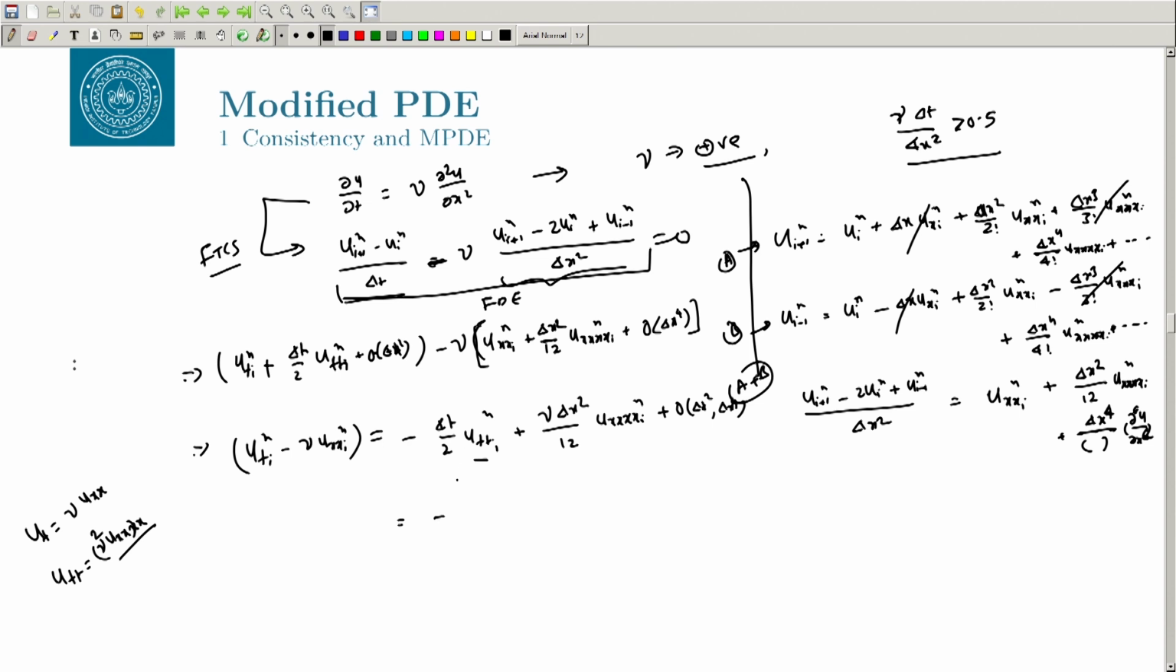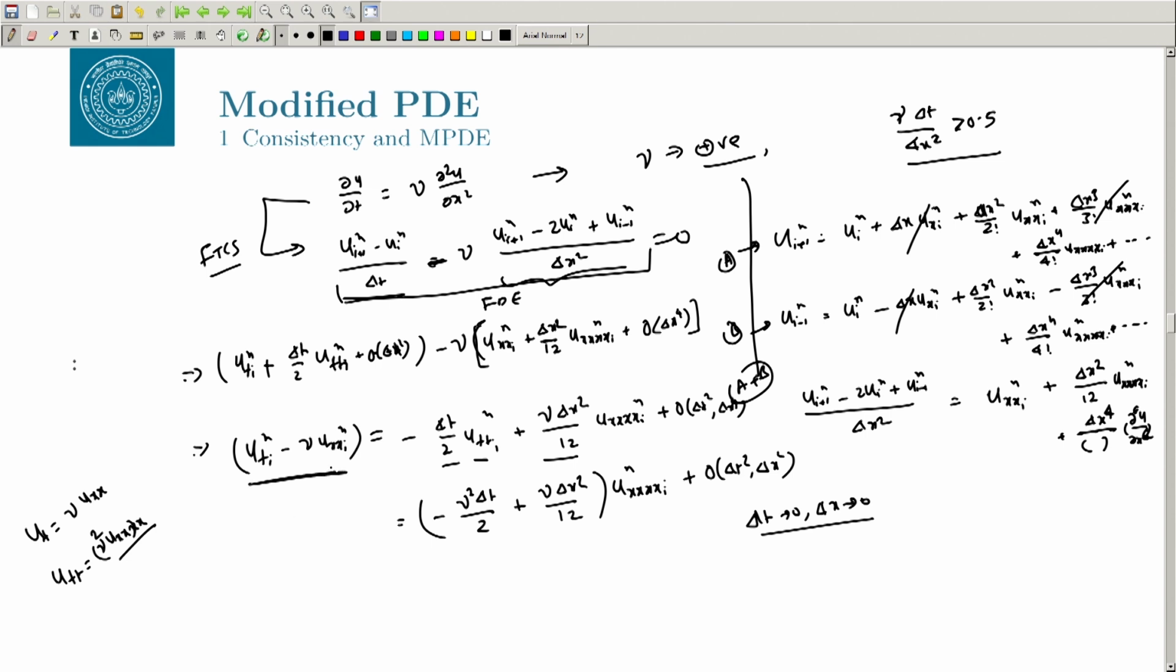So, this will become minus nu square delta t by 2, and then I am collecting all those fourth order terms, plus nu delta x square by 12 u_xxxx at (i, n), right, and plus order delta t square, delta x square, right. So, here also you can see that as delta t goes to 0 and delta x goes to 0, the scheme's left side goes to the PDE.